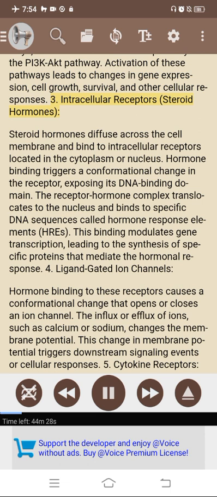3. Intracellular receptors, steroid hormones. Steroid hormones diffuse across the cell membrane and bind to intracellular receptors located in the cytoplasm or nucleus. Hormone binding triggers a conformational change in the receptor, exposing its DNA binding domain. The receptor-hormone complex translocates to the nucleus and binds to specific DNA sequences called hormone response elements (HREs). This binding modulates gene transcription, leading to the synthesis of specific proteins that mediate the hormonal response.